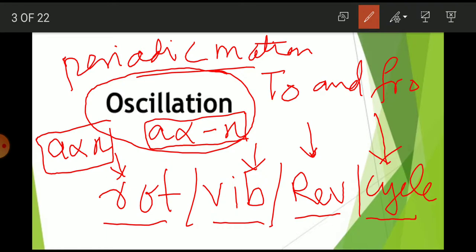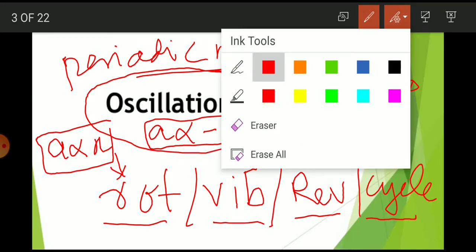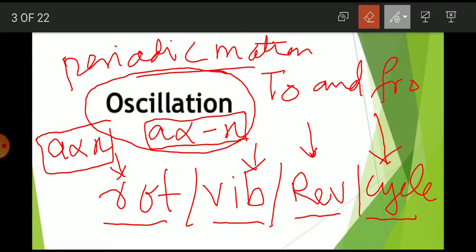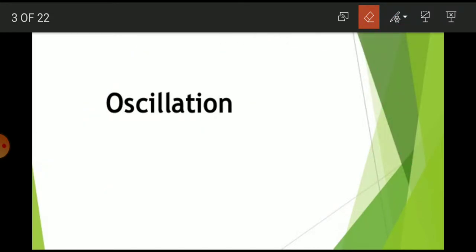For example, the motion of a mass attached to a spring, a simple pendulum, or the back and forth motion of a swing. Now we will discuss different terminologies related to simple harmonic motion and oscillatory motion. First, we will explain vibratory motion. The to and fro motion of a body is called vibratory motion.